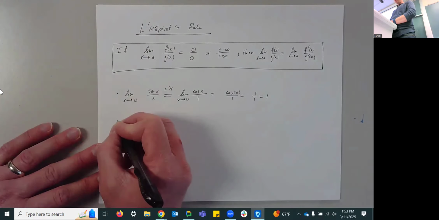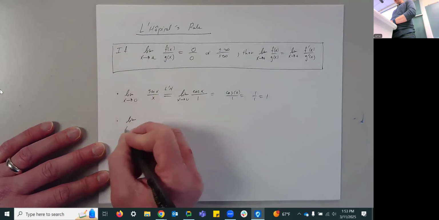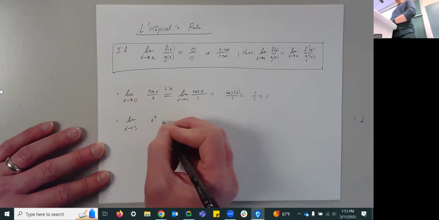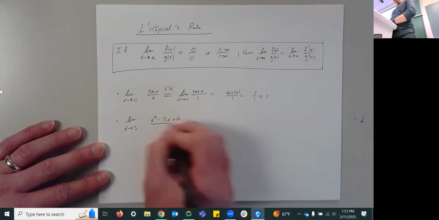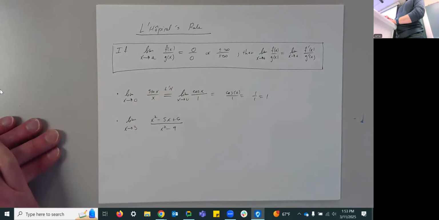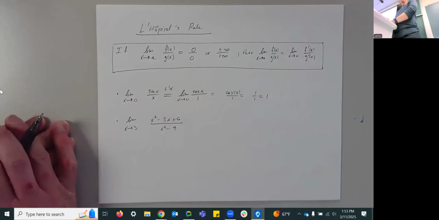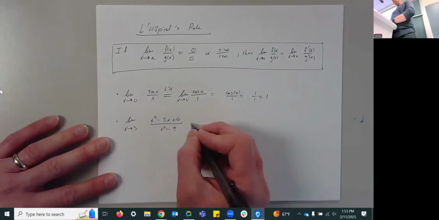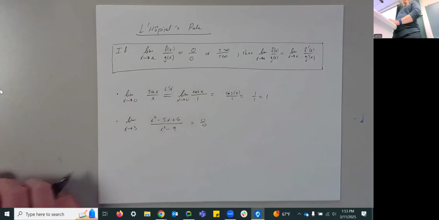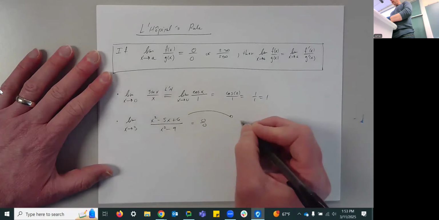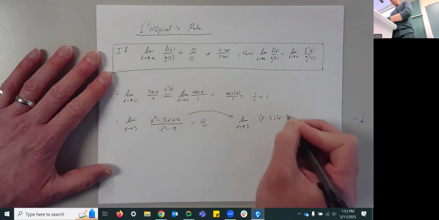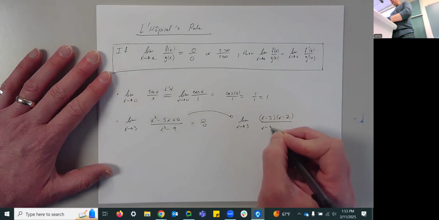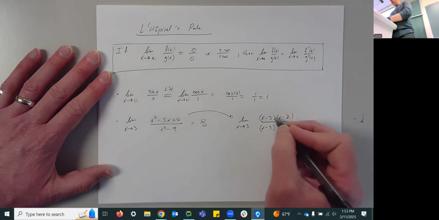Or another example might be something like the limit as x approaches 3 of x squared minus 5x plus 6 over x squared minus 9. If we plugged in 3, we'd get 0 divided by 0. Indeterminate form. We could factor and cancel, right? One way of doing this is to say, yeah, I can factor the top. It's going to be x minus 3 times x minus 2. I can factor the denominator, x minus 3 times x plus 3. The x minus 3's cancel.